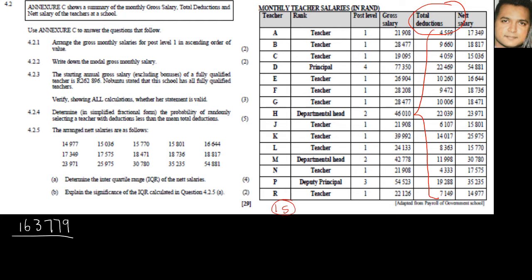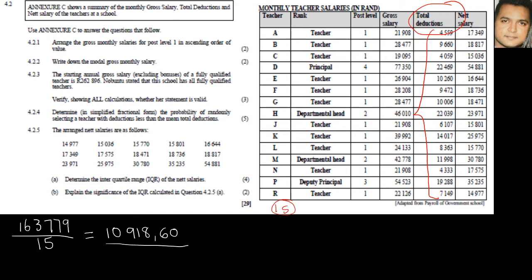And remember, we will divide by 15 because that's the amount of numbers we have, and that would give us an amount of 10,918.60. So now that we have this mean deduction amount, remember, don't round off your amount, always keep it in its decimal form, and we're going to consider this amount against all the total deductions amounts and see who is less than this 10,918. So let's look at that.